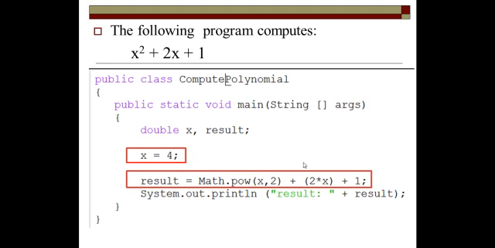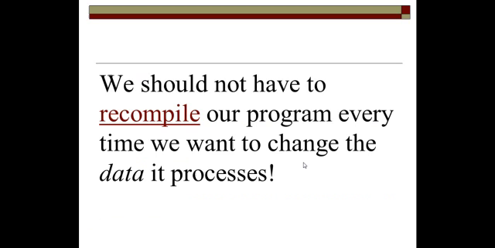I compile the program and the result will display for the value x is 4. Well, what happens if I want to see what happens if x is 5? Well, I've got to go in the code. I've got to change x to be 5, compile the program again, and run the program.